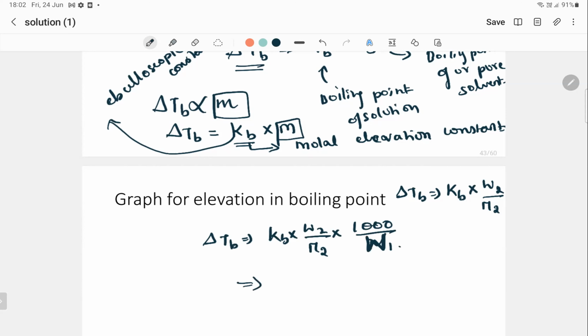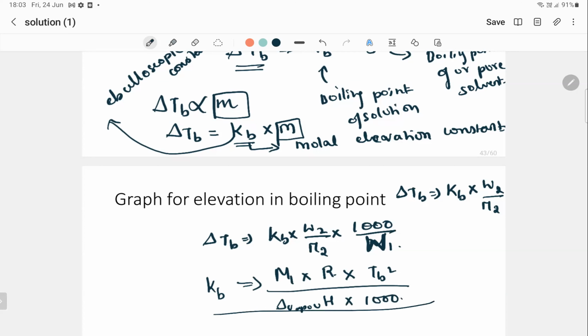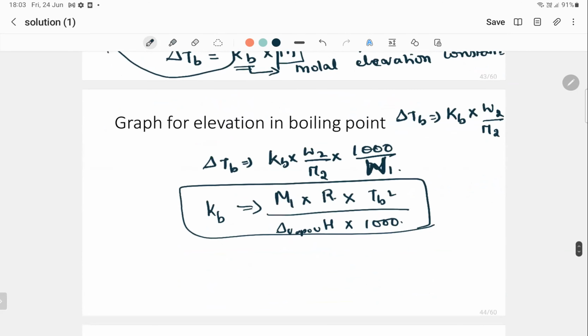Okay, now they have incorporated the ideal gas constant here. So in terms of the ideal gas constant, this formula will be Kb is equal to, actually it's not important, but still take a note. M1 into R, where R is nothing but your ideal gas constant, into TB square divided by delta vaporization enthalpy into 1000. Here boiling is taking place up, which means vaporization is happening up. So this is according to your ideal gas constant. Again, according to latent heat of vaporization.